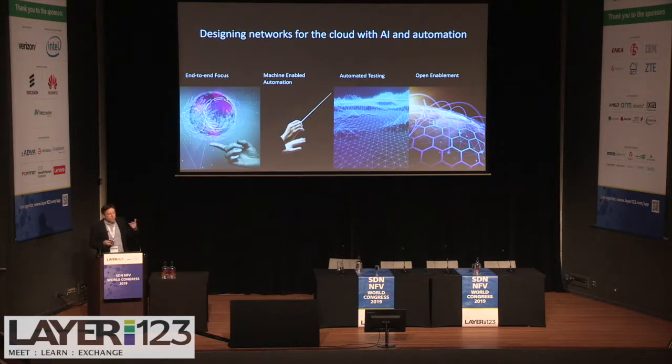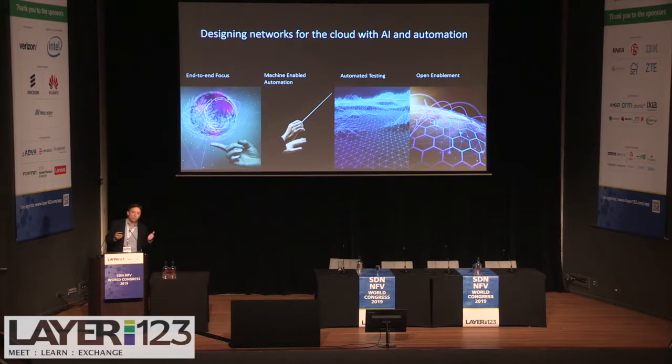A little bit more on that, designing networks for the cloud with AI and automation. We have to have the end-to-end focus. We have to consider the enterprise and the network underpinning that enterprise application from the get-go. We need that machine-enabled automation. We need the computer to take over from us. We cannot have fingers and keyboards.